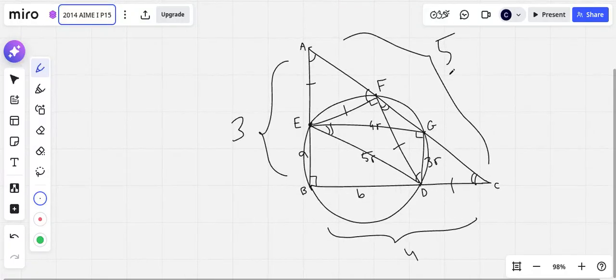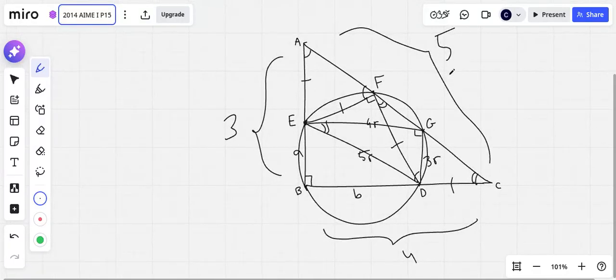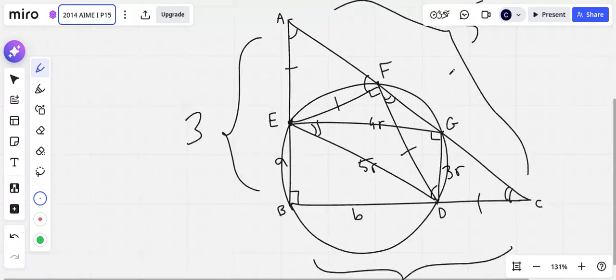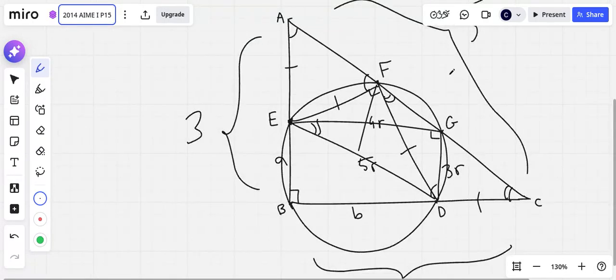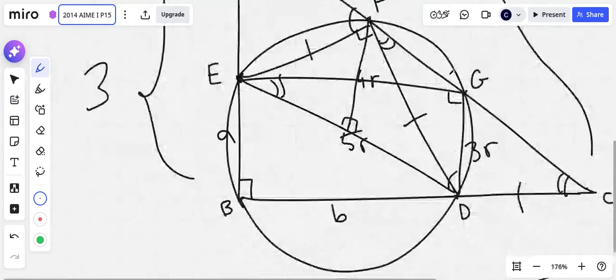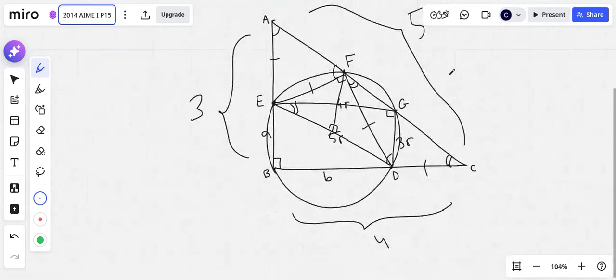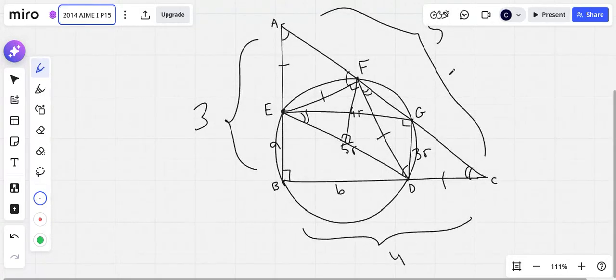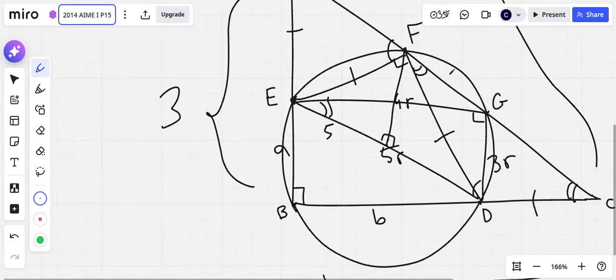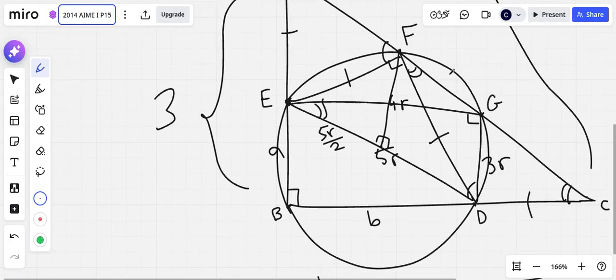Now we just need to solve for that equal side. Knowing that ED is the diameter, I can drop this altitude here, where the foot is going to be the center. My radius is going to be 5r divided by 2.